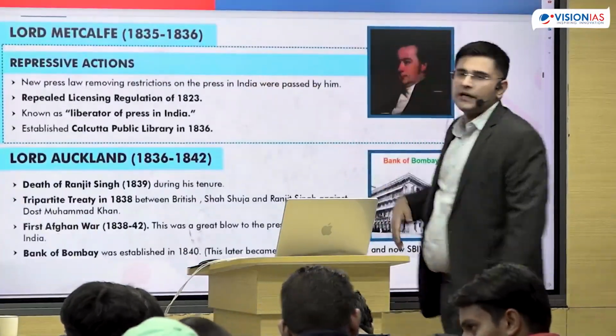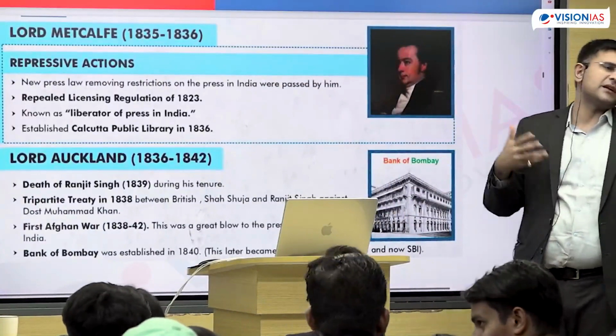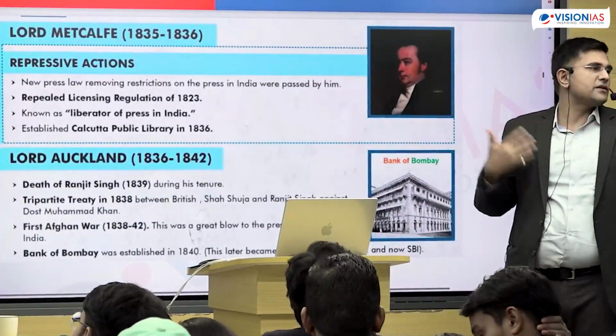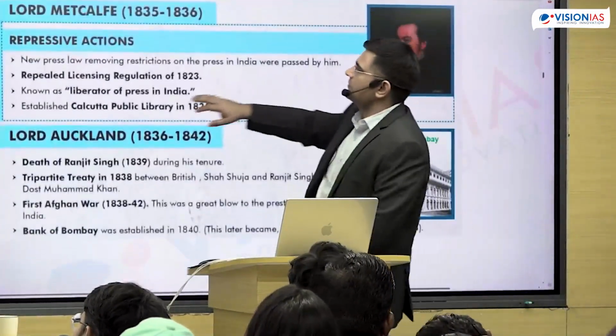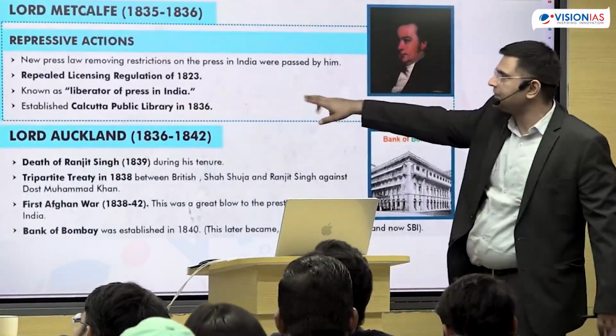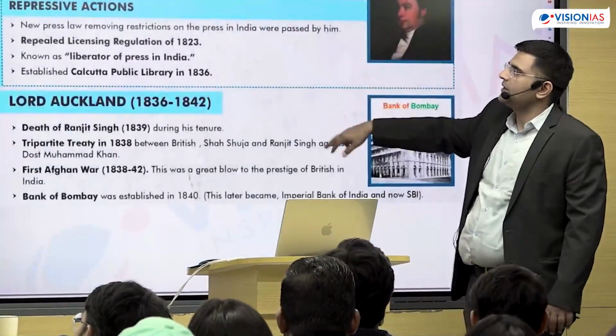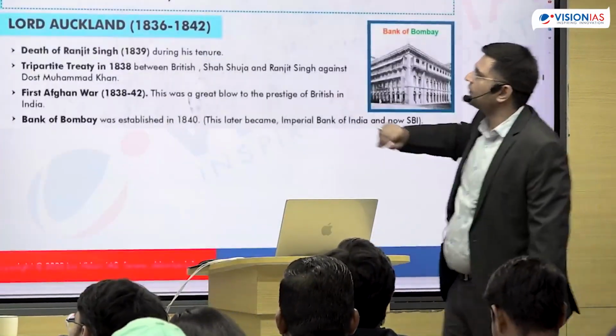Metcalfe, 1835 to 1836, is famous for liberalizing the press. He was so much in favor of liberalism that he had to resign. So, liberator of the press in India. Then Auckland, 1836 to 42.